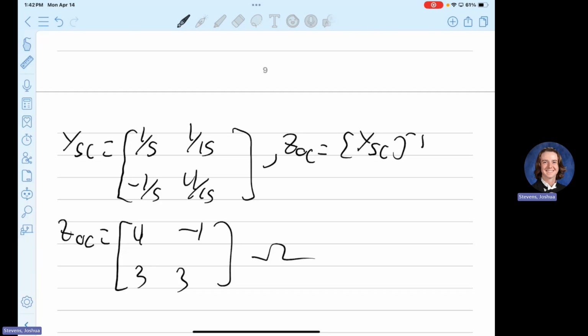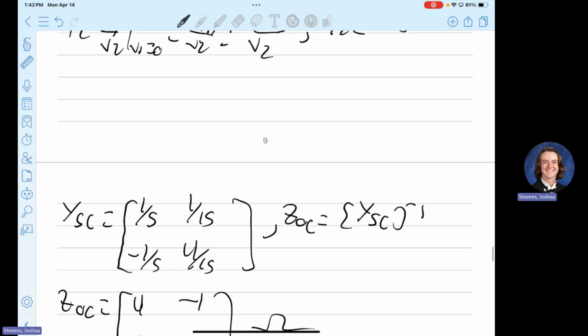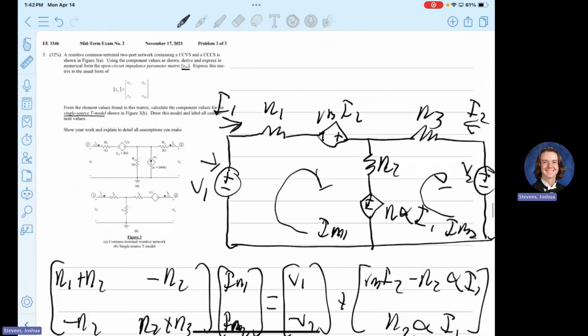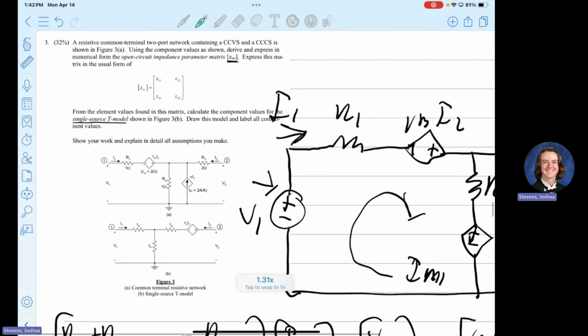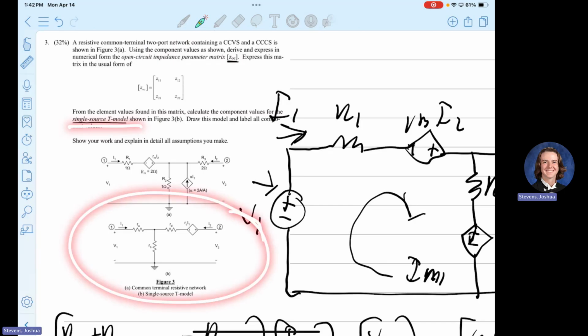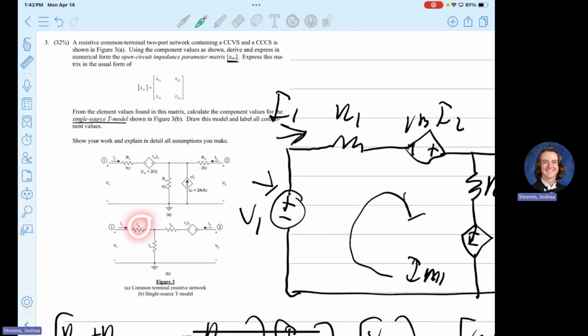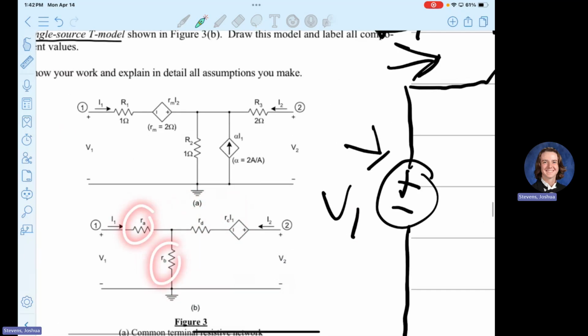But we're not all the way done. We've got our open circuit impedance matrix, as you see. But we want to find the single source T model, as in this. So we need to find RA, RB, RC, and RD.